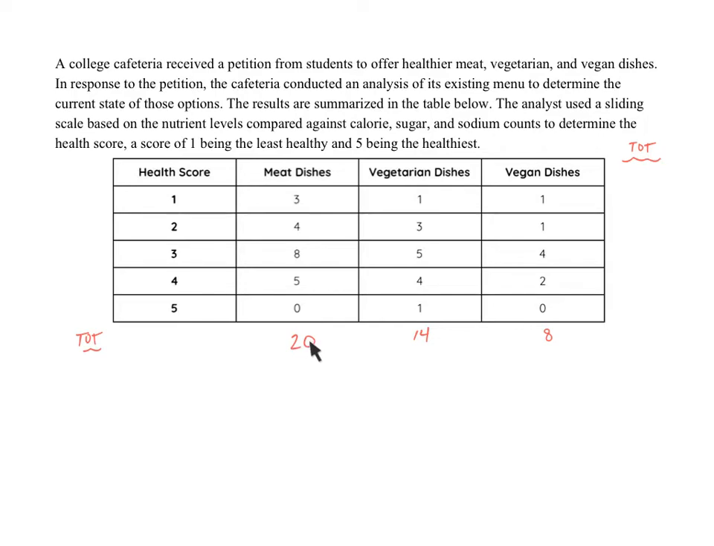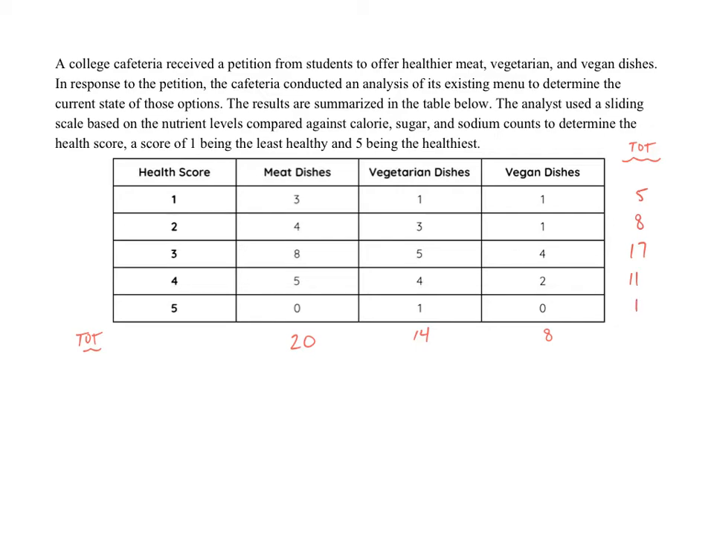But some of those meat dishes are rated a 4, some are rated a 2. So now what I want to do is know how many dishes in total, regardless of type, were rated with a low health score of a 1. So there are 5 meat dishes that have a score of 1. It looks like there are 8 meat dishes with a score of 2, 17 3s, 11 4s, and only 1 dish was rated a 5.